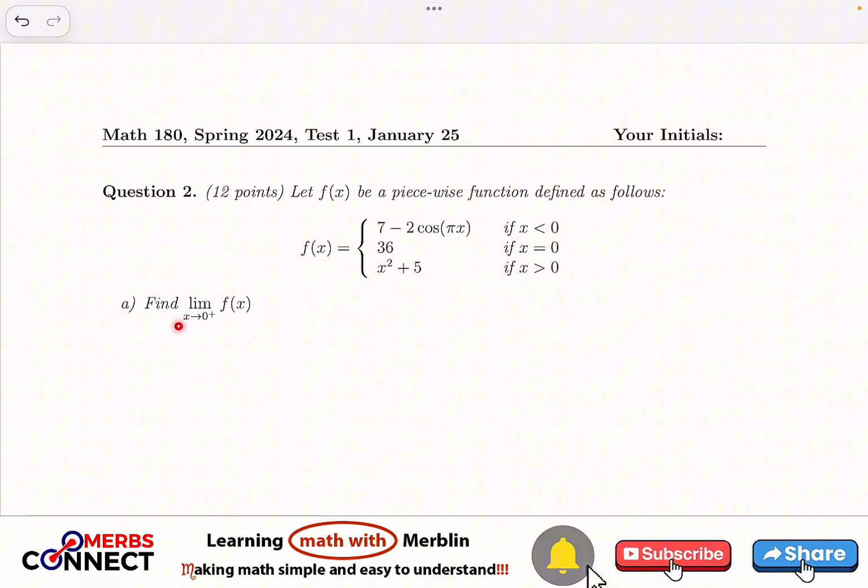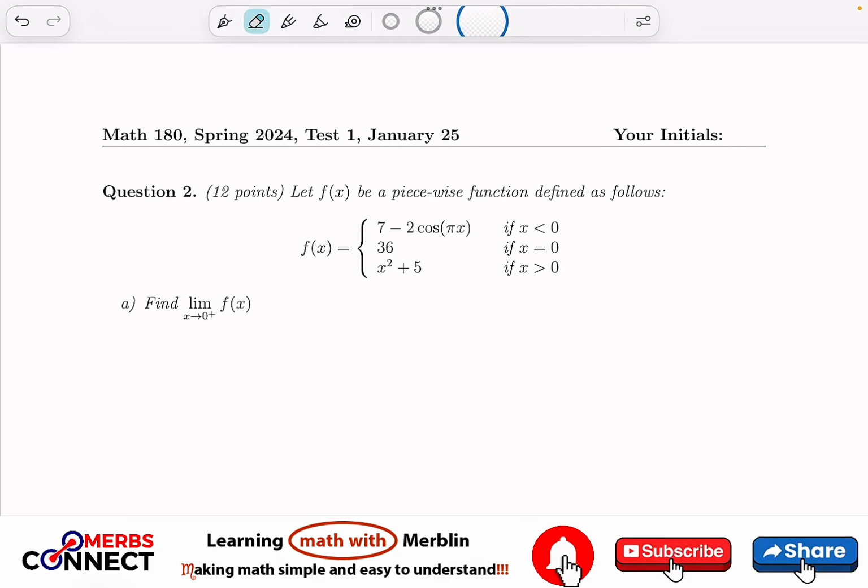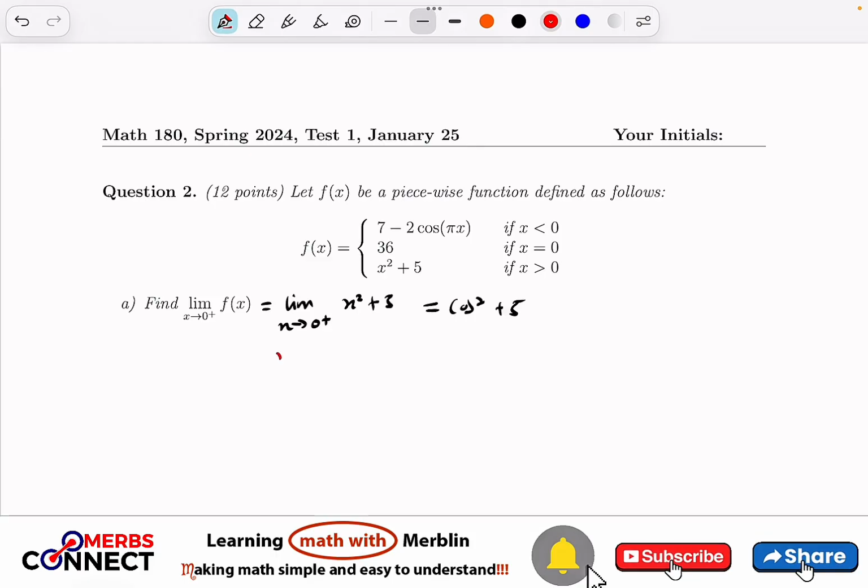Here we want to find the limit as x is approaching 0 from the positive side. From the positive means that all the values of x are greater than 0, and that is where we can find the function here. So the function is going to be this one. We are going to write this as the limit as x approaches 0 from the positive of x squared plus 5, and this is going to give us 0 squared plus 5, because here I'm going to set x to be equal to 0. This gives us 0 plus 5, and this is equal to 5. So that's what we are going to get for the first one.